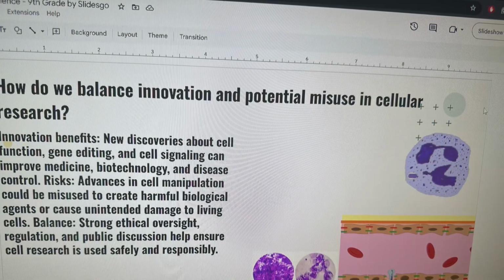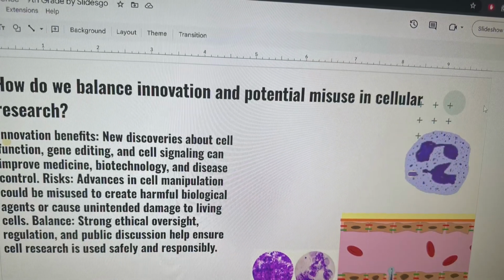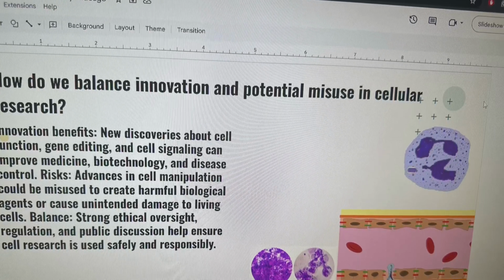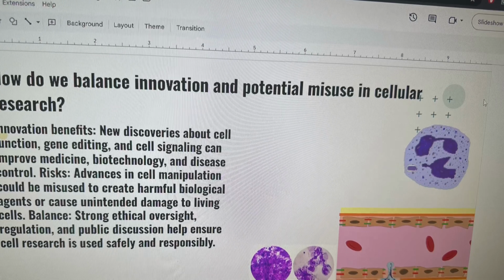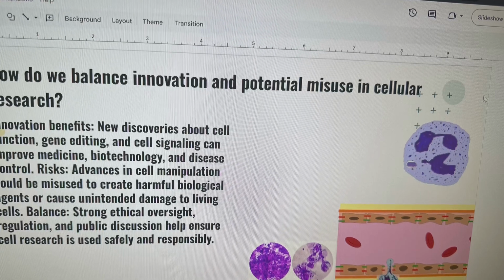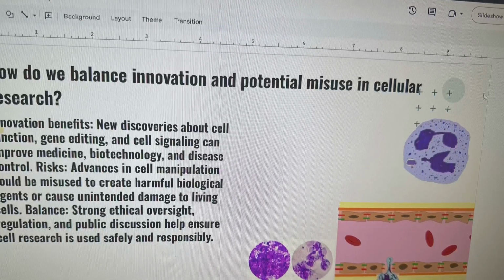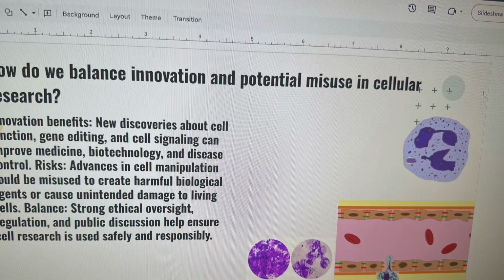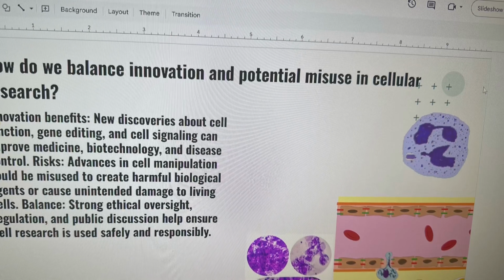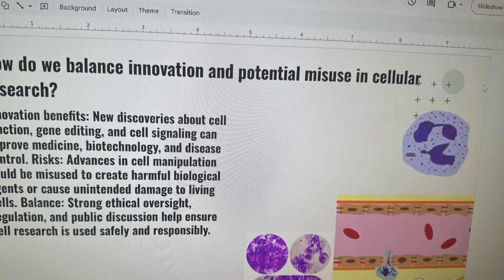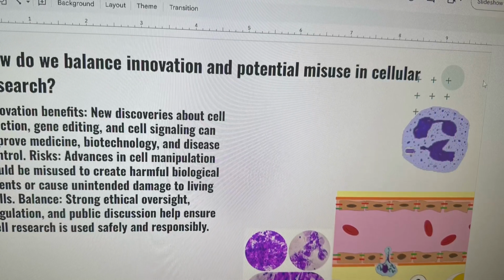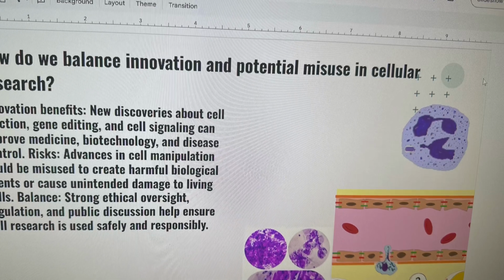The third question is, how do we balance innovation and potential misuse in cellular research? Innovation benefits: new discoveries about cell function, gene editing, and cellular signaling can improve medicine, biotechnology, and disease control. The risks are that advances in cell manipulation could be misused to create harmful biological agents or cause unintended damage to living cells. The balance is that strong ethical oversight, regulations, and public discussion help ensure cell research is used safely and responsibly.